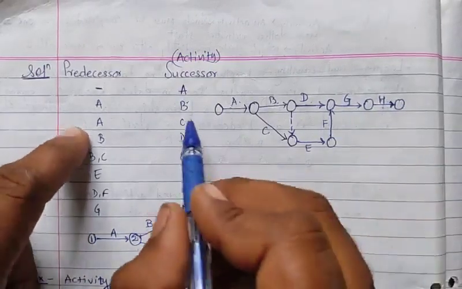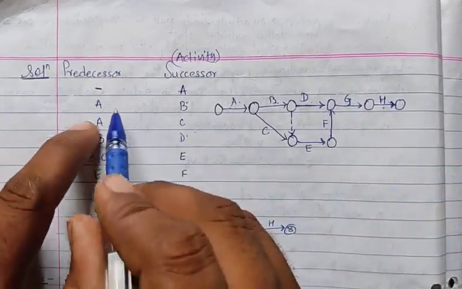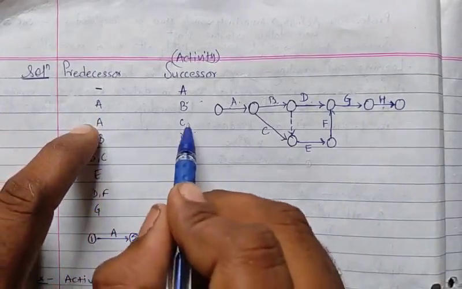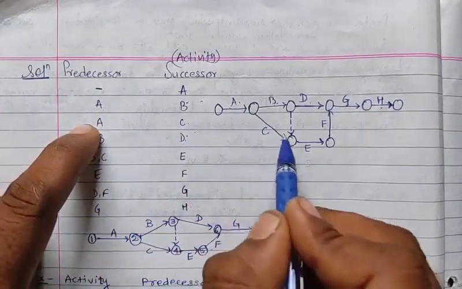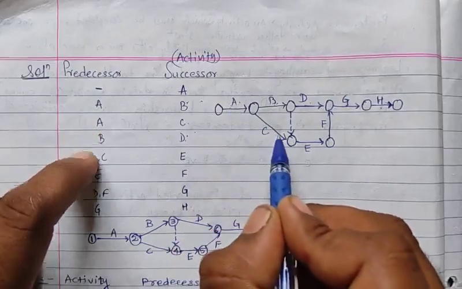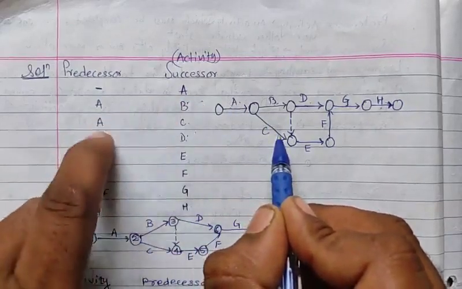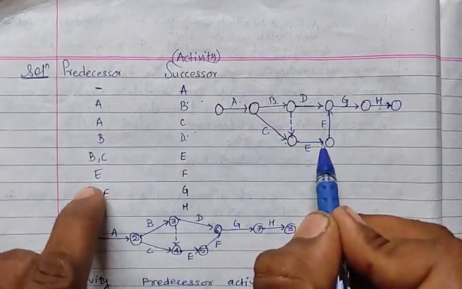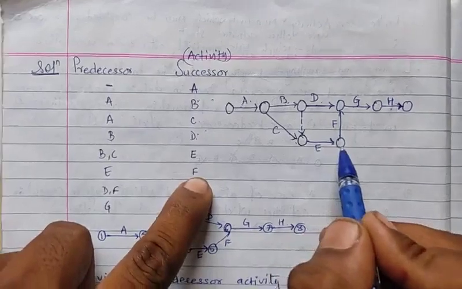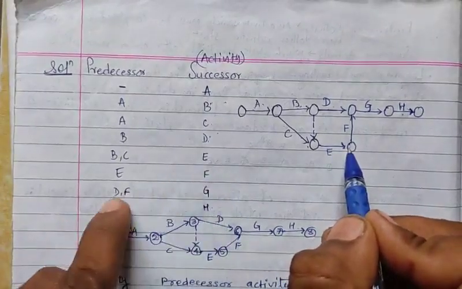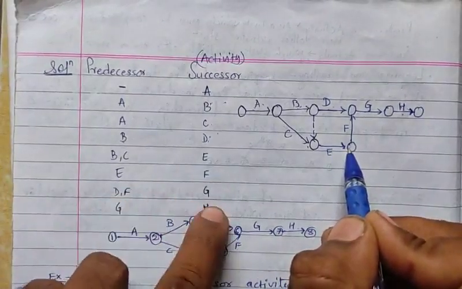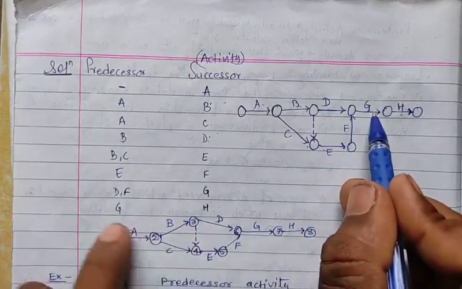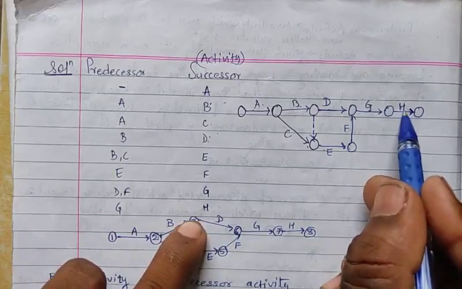Next, again the remaining linking. Here we have seen A goes to B, B goes to D. Now next, A goes again to C. A goes to C, C goes to E. Then E goes to F, and F goes to G, and G goes to H is the final, right?